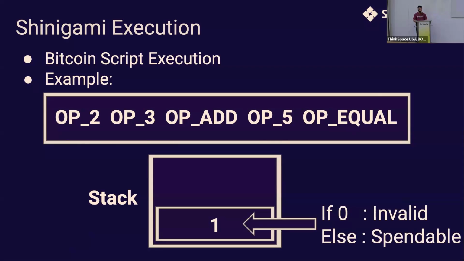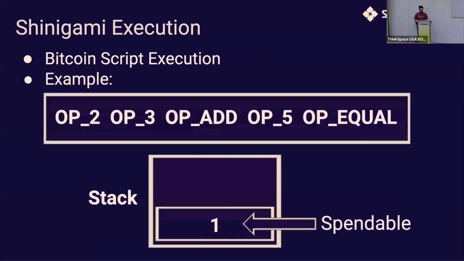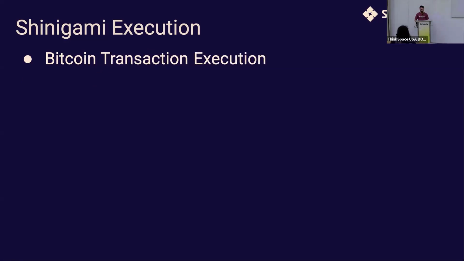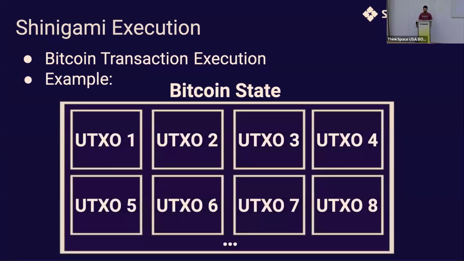At the end of a Bitcoin script execution, we check the stack, and if the top of the stack is a 0, then the script is invalid, and otherwise it is spendable. And since 5 was equal to 5, we know that this transaction would be spendable. Not a super useful script because anybody could probably figure out that 5 equals 5 and then spend your Bitcoin. So let's go into a more realistic example of how Bitcoin transaction execution will work.